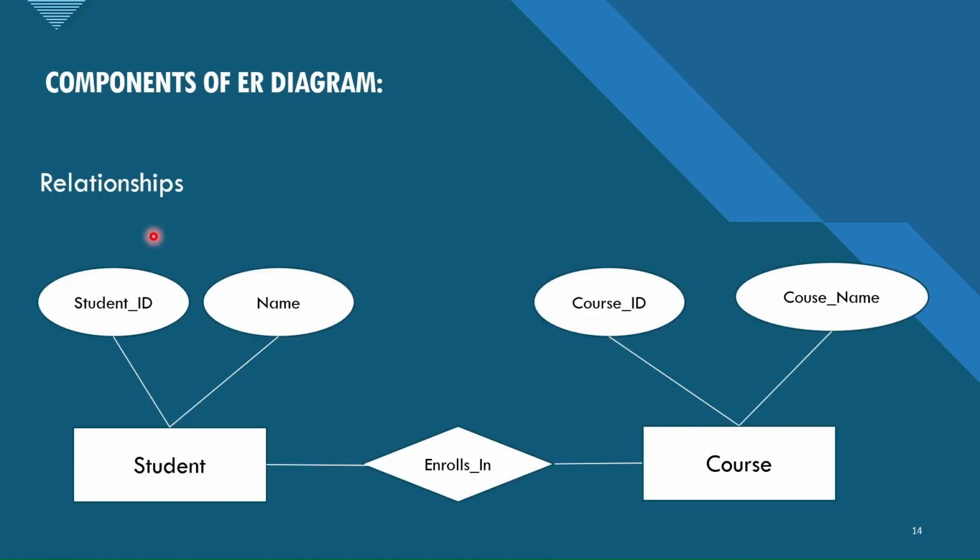Here is the ER diagram of the previous example. Here student enrolls in the course. So this enrolls in represents the relationship between the entities student and course.